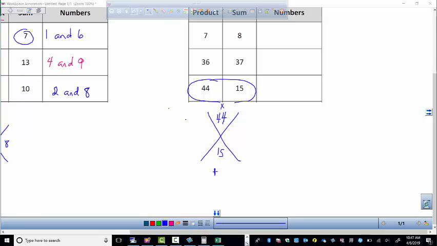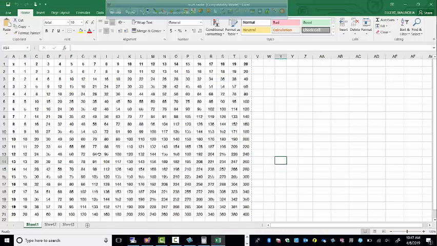So I'm going to go back and show you my multiplication table, and I can find the number 44 somewhere. Maybe, like here's 44 right here. I know that it's 4 times 11. So that is a way that you can use that. So let's go back and see if we can solve this.